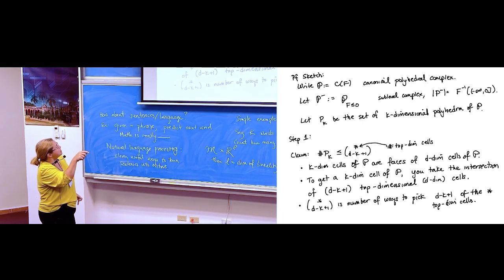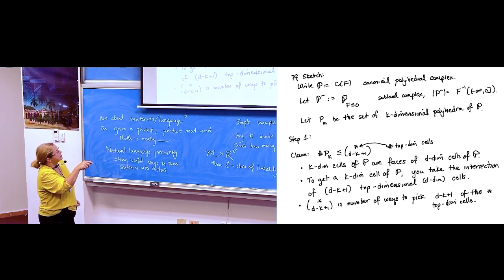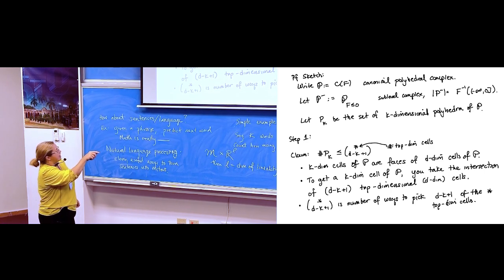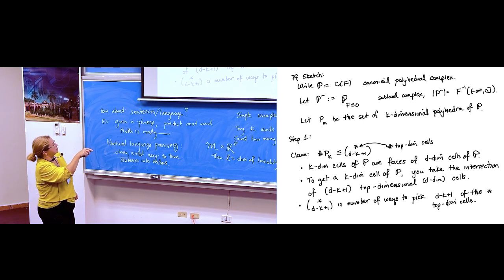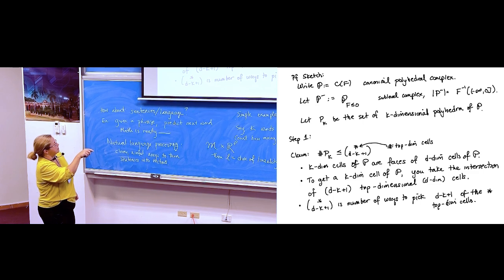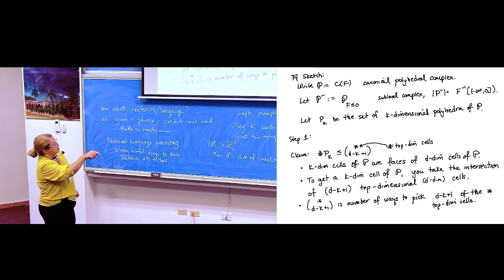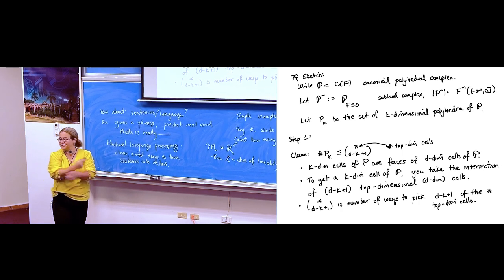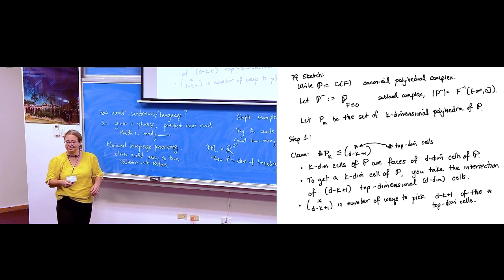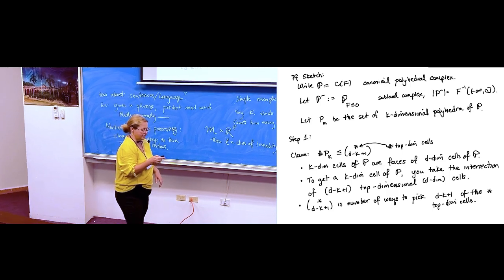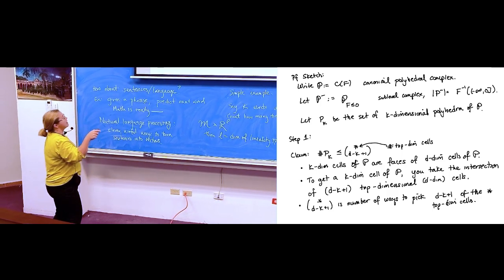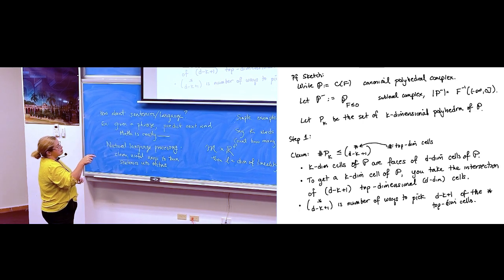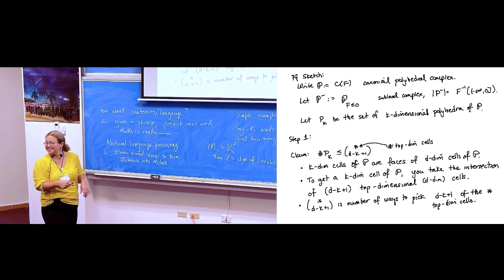Okay, so each k-dimensional cell is an intersection of this many top dimensional cells, and we have a bound on the number of top dimensional cells. It was this star number. So star choose this quantity is going to be the number of ways to pick the appropriate number of top dimensional cells to intersect to get a k-dimensional cell. So step 1 was passing from a bound on the number of top dimensional cells to the number of k-dimensional cells.